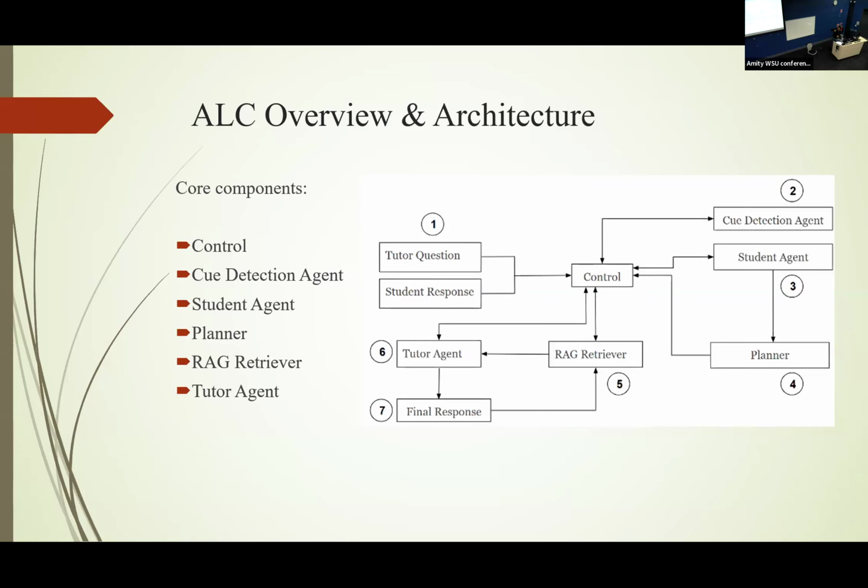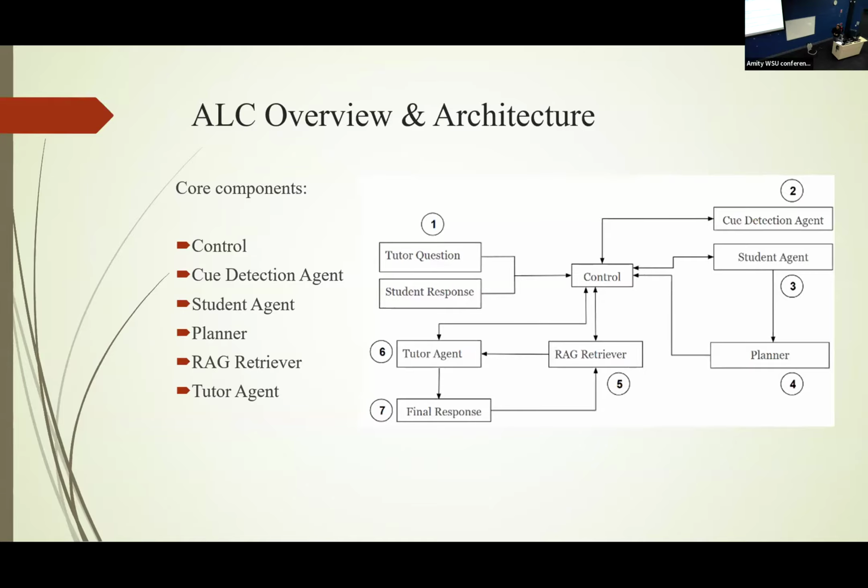So based on the student's answer, it goes to the planner agent. Then the planner agent plans accordingly. Like, it gives students some hints, such as you can think twice, or it can give the student another question like, "Are you sure?" So this is the process of how it works.